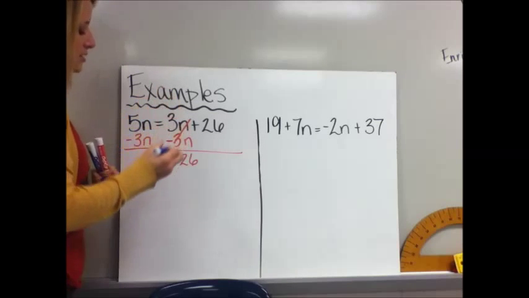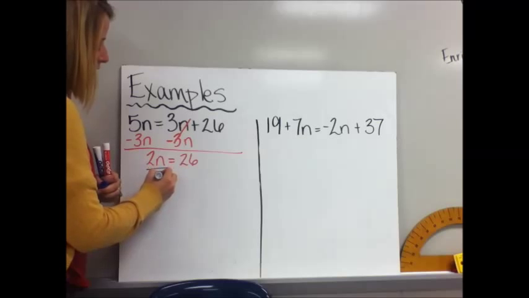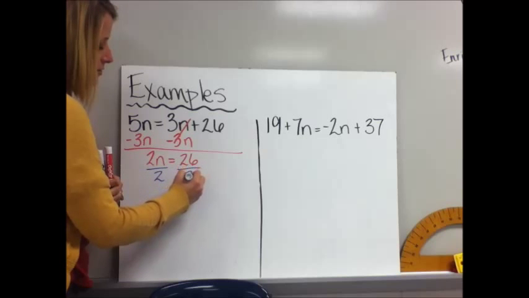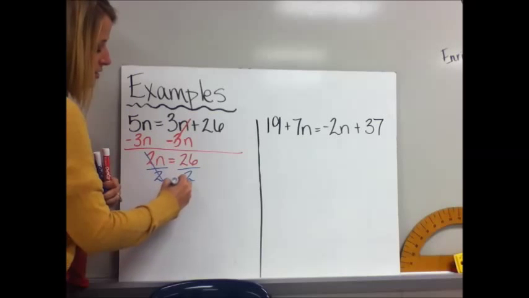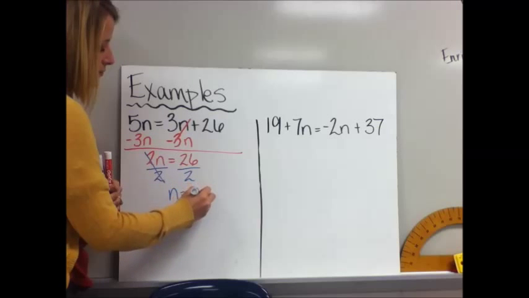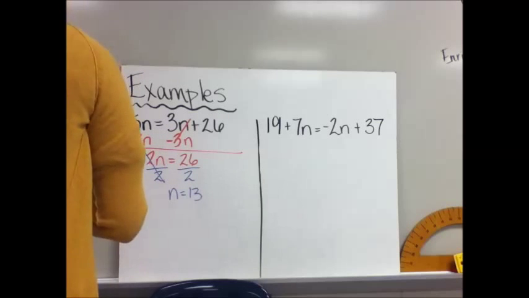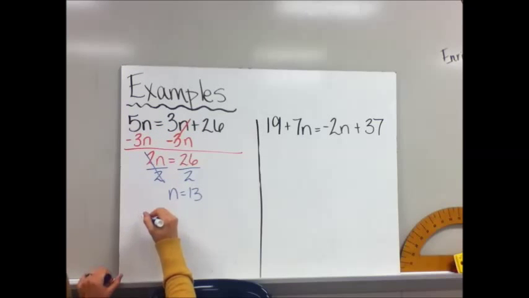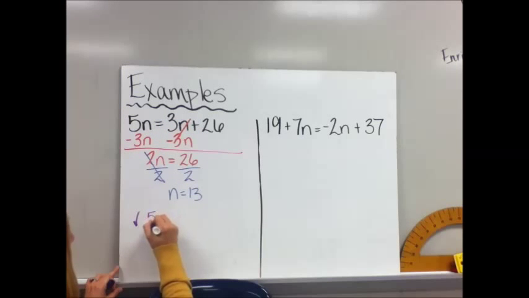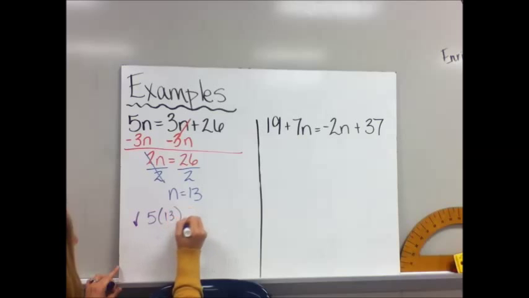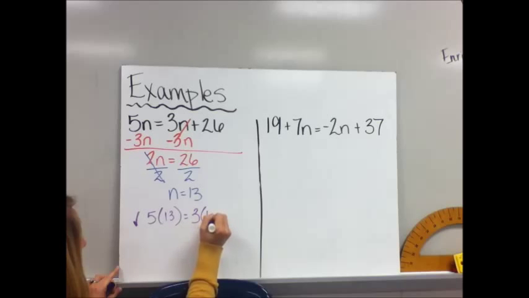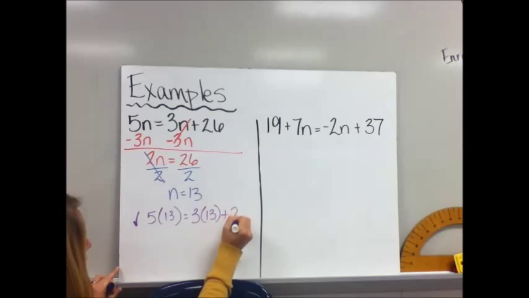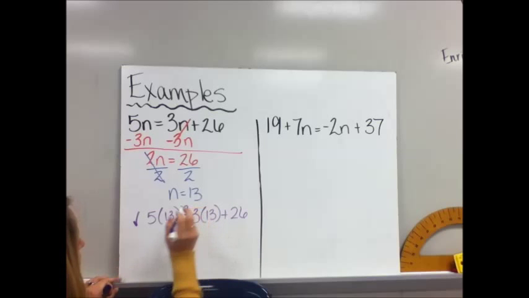I can undo multiplying by 2 by dividing by 2 on both sides. That cancels. n equals 13. Then that can be checked. I can substitute 13 in for n. 5 times 13 equals 3 times 13 plus 26. Let's see if that equals out.